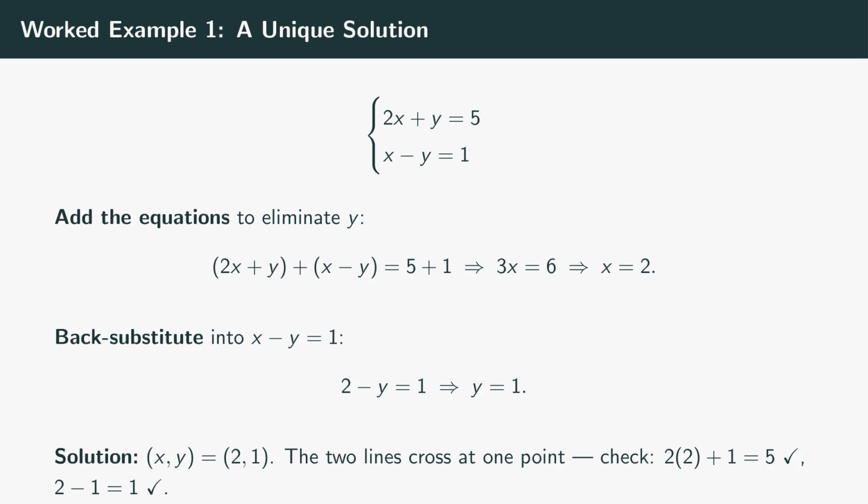Let's verify it against both original equations. 2 times 2 plus 1 is 4 plus 1, which is 5. The first equation checks. And 2 minus 1 is 1. The second checks. Geometrically, these were 2 lines with different slopes, so they crossed at exactly one point, and that point is (2, 1). A unique, consistent solution.